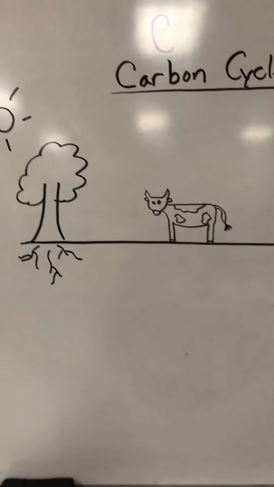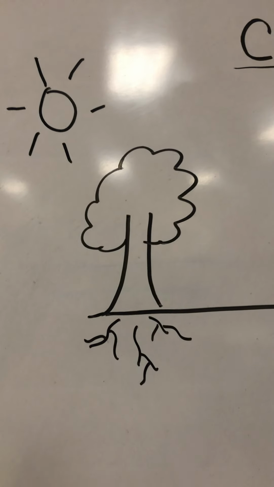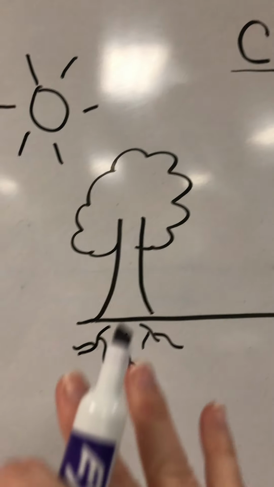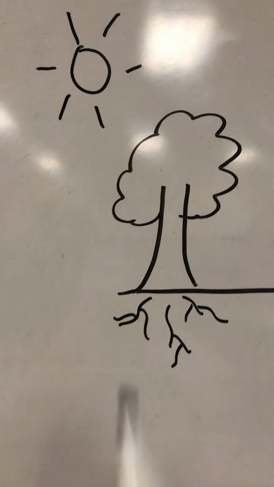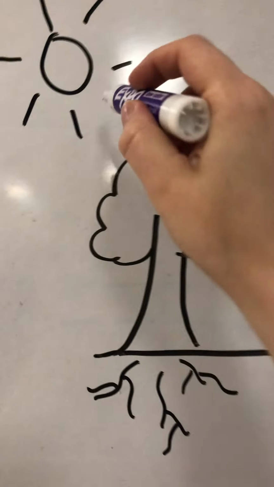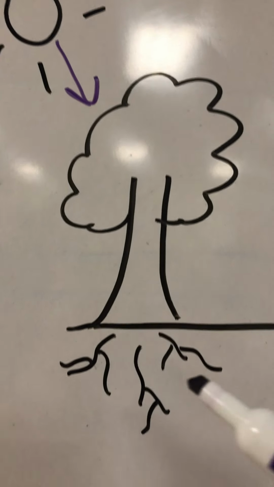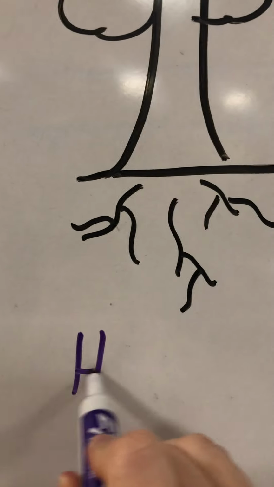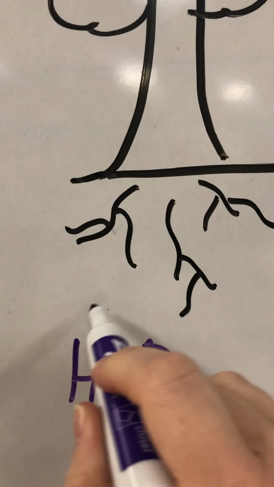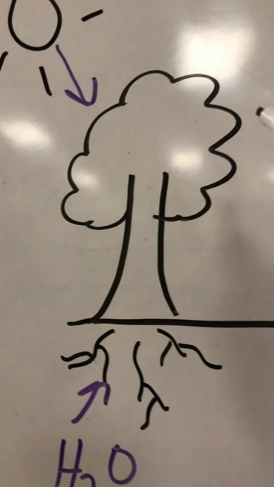So here's how it cycles through. Now I'm going to start out with this tree. The first thing I'm going to do is not talk about the carbon cycle. I want to talk about photosynthesis, because that actually plays a role here. If this tree were going to carry out photosynthesis, first it's going to take in sunlight, because that's one of the things it needs for photosynthesis. It's also going to take in, I'm just going to put H2O for water. It's going to take water in through its roots.